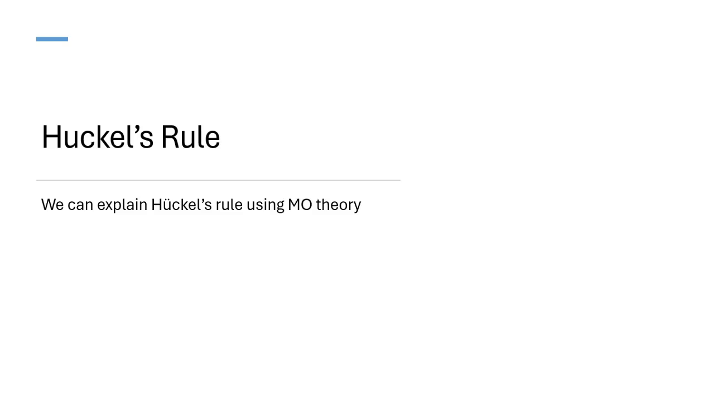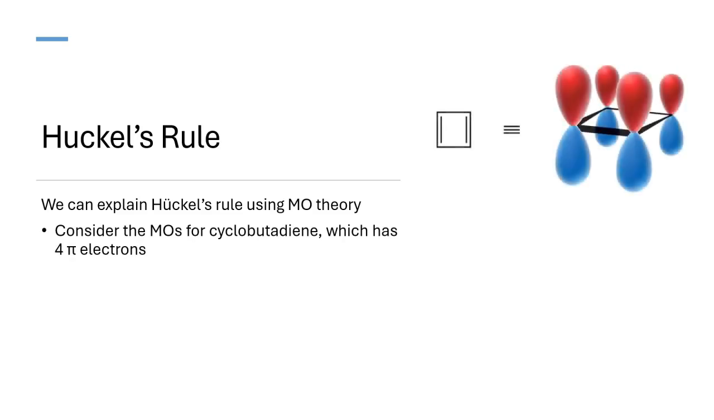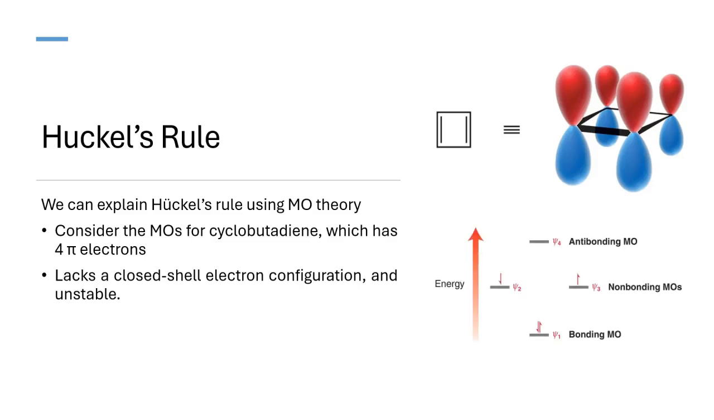Huckel's rule. We can explain Huckel's rule using MO theory. Consider the MOs for cyclobutadiene, which has 4 pi electrons, or 2 pairs, therefore it's an even number, and does not meet Huckel's rule. Because of this, it lacks a closed shell electron configuration and is unstable. Notice in its MO diagram, we have 2 electrons in the bonding MO, and 2 unpaired electrons in the non-bonding MOs. Because of that, it is anti-aromatic.